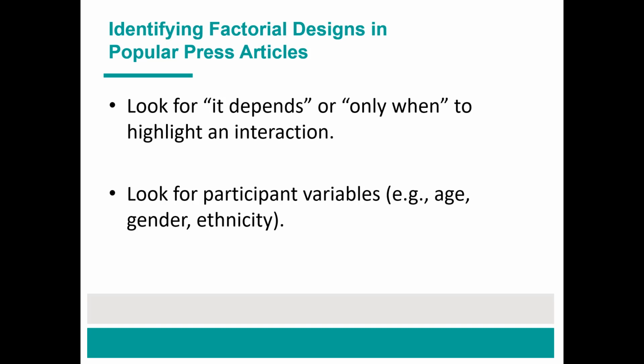Another such clue is looking for participant variables such as age, gender, or ethnicity. The participant variable might moderate another independent variable. And when there's a moderator, you know that there's an interaction, and that a factorial design was used. For example, reading a research result such as, older adults took longer to brake when talking on a cell phone, whereas younger adults did not show a decrease in driving ability.